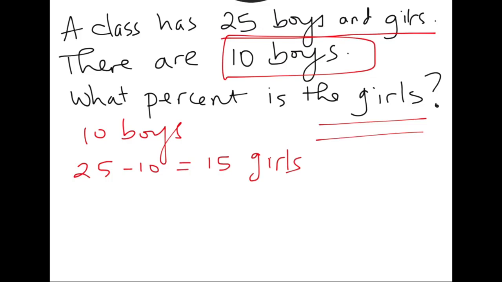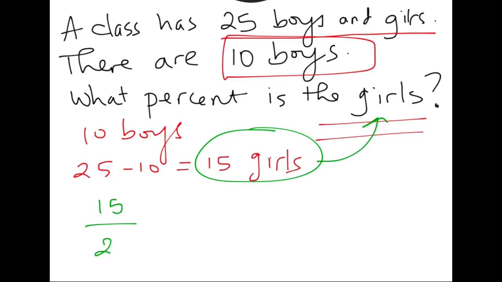However, this is not the answer. They are not asking about how many girls, they're asking what is the percentage of the girls. The girls make what percentage? How many girls do we have? We have 15 girls. And what is the total number of students? That's 25. So that corresponds to what out of 100?